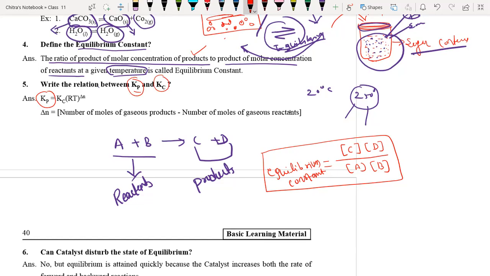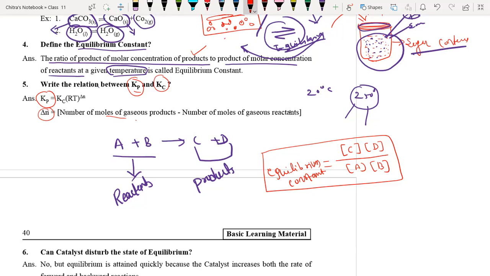Del n always represents the change in number of moles of gas, or number of moles of any product, maybe gaseous, solid or liquid.